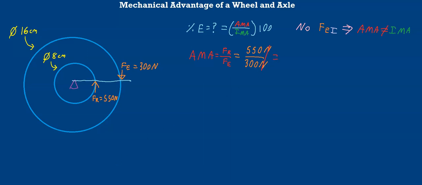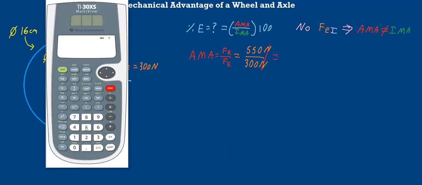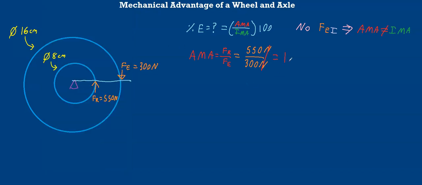And to find our AMA, we're going to need our handy-dandy calculator. So we'll say 550 divided by 300. And what do we get? We get 1.833 repeating. So let's go ahead and just round that to 1.83.